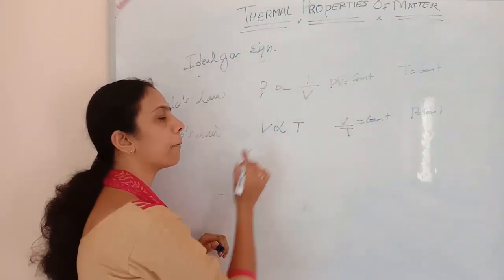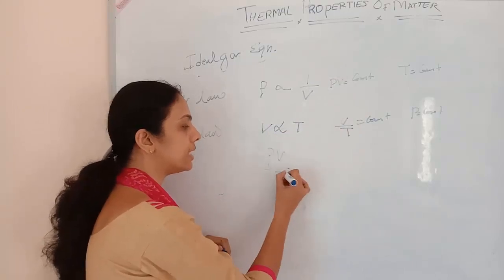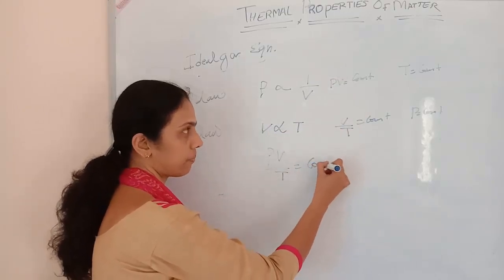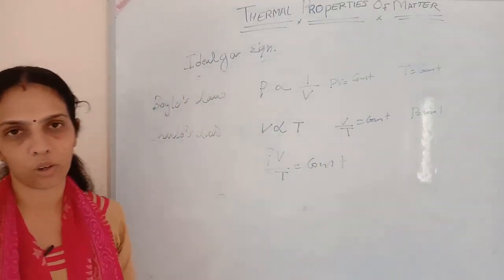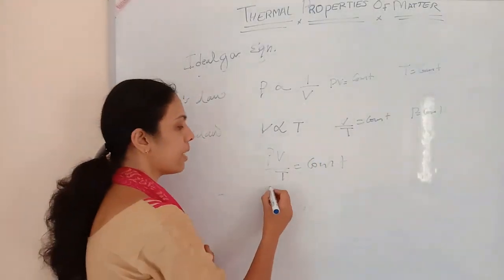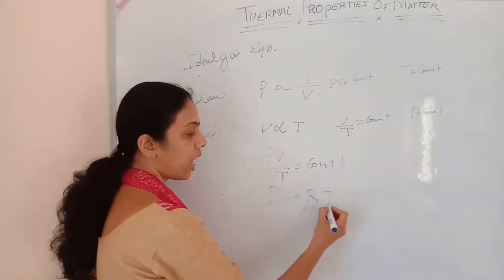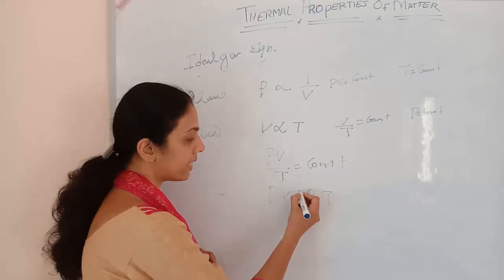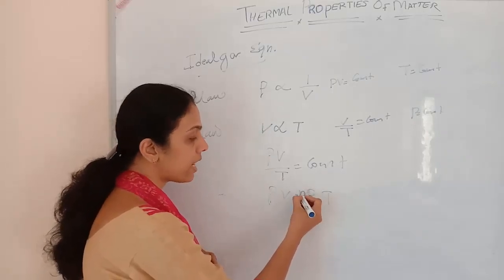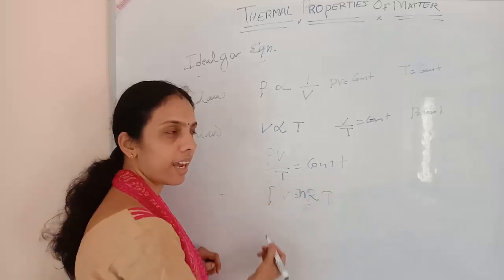While combining these two, we get PV by T is a constant, or we can say PV equals R into T. R is called the universal gas constant, and if n moles are there, then PV equals nRT.